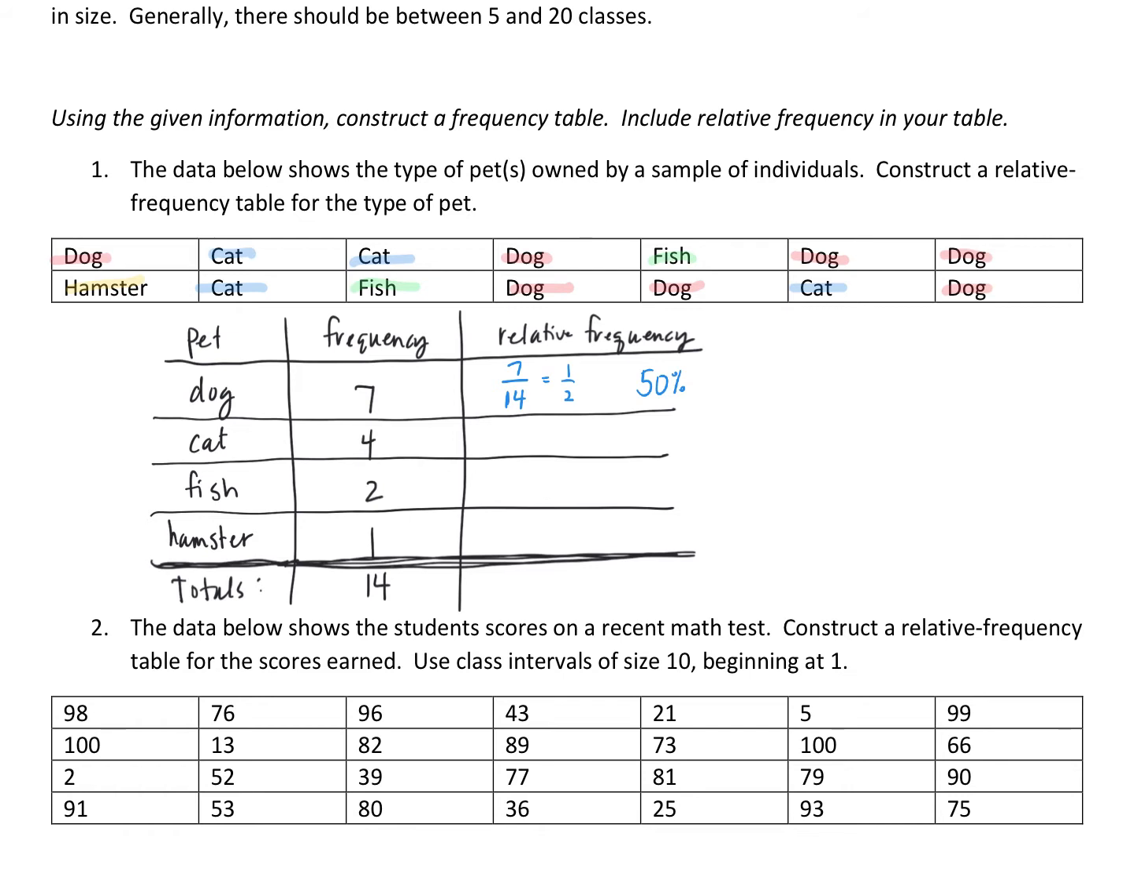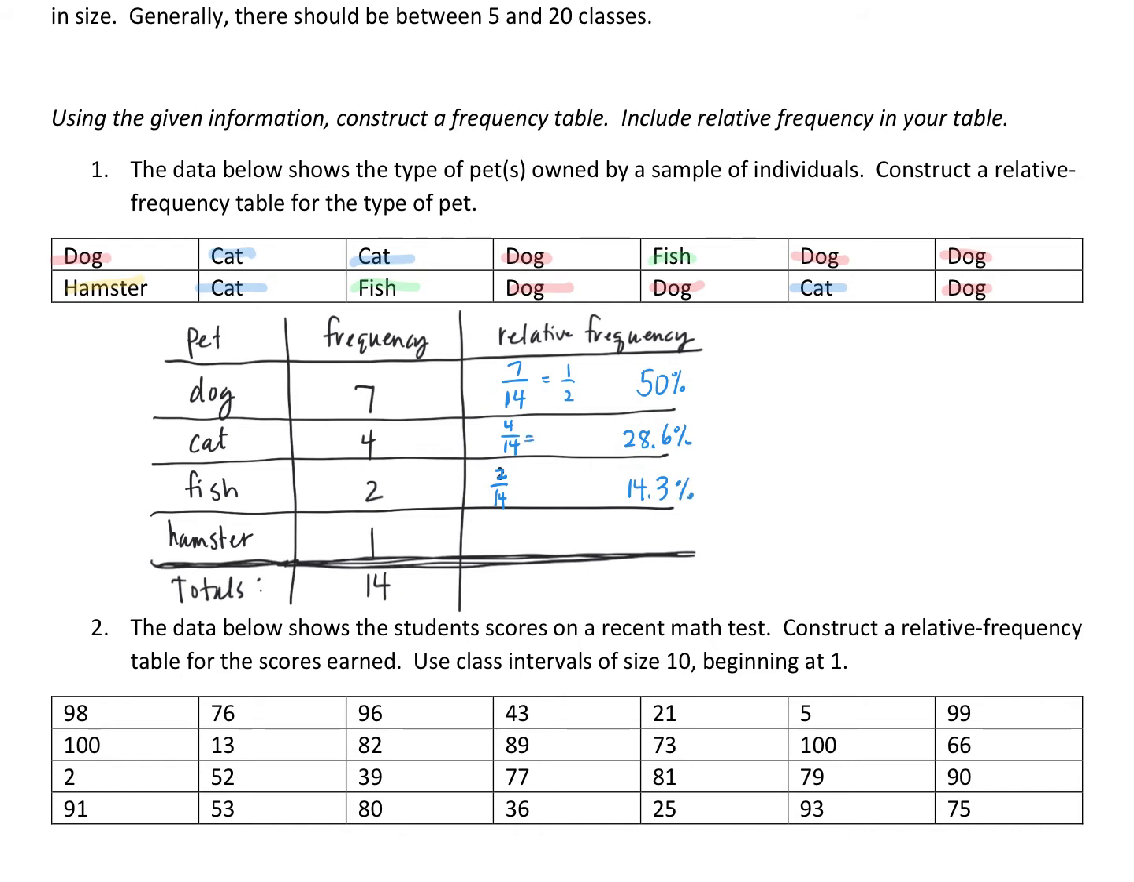Okay, next I'm going to find the relative frequency for cats. So there were 4 cats out of 14 total. So I'm just going to divide that to get my percentage. So when I divided 4 by 14, I got 28.6% rounded to the nearest tenth. Okay, so now I'm going to do fish. So there were 2 fish. So 2 out of 14 were fish. So when I do that, I get about 14.3%.